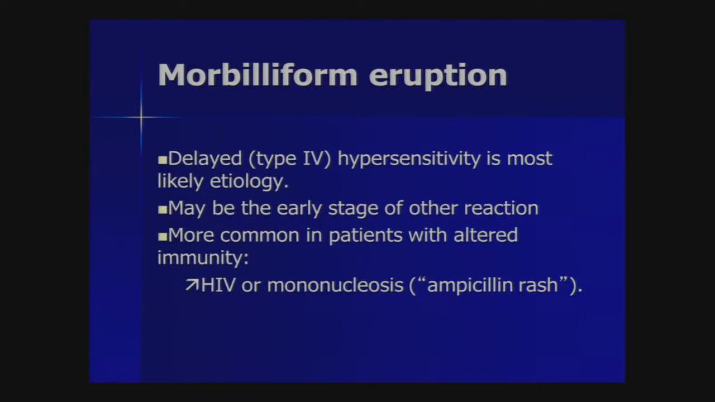This they also think is more of a delayed hypersensitivity reaction. Again, it may be an early stage of other reactions like Stevens-Johnson syndrome or another one which we're going to talk about in a second. It's more common in patients with an altered immunity, so people with HIV or patients with like mono or some other type of illness. So if you remember, you have somebody with mono, you give them ampicillin, they get this rash, and that's because of this type of reaction. So usually not allergic to ampicillin, it's just that rash that they get afterwards.